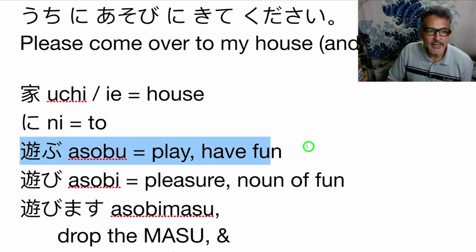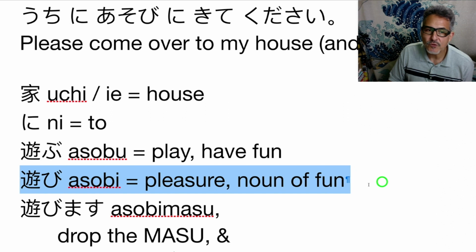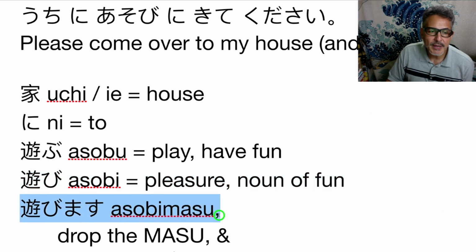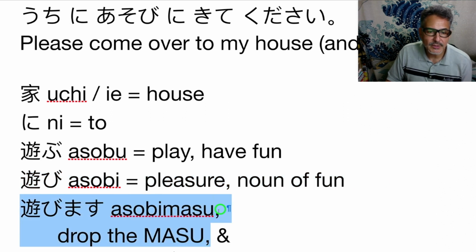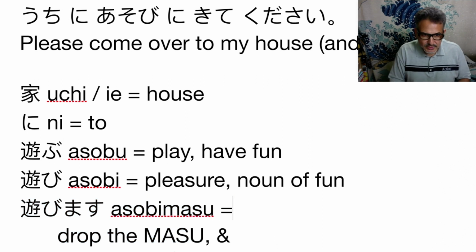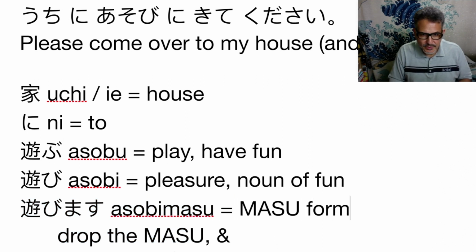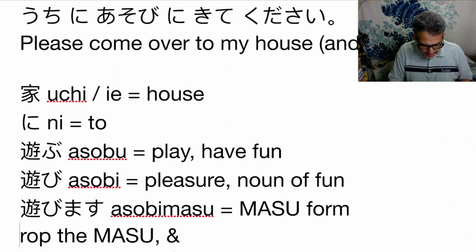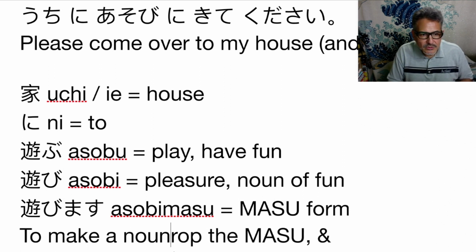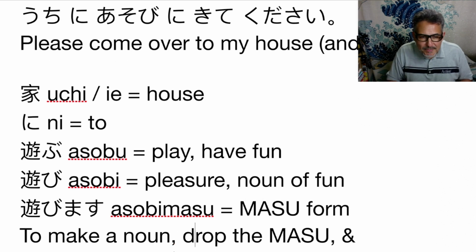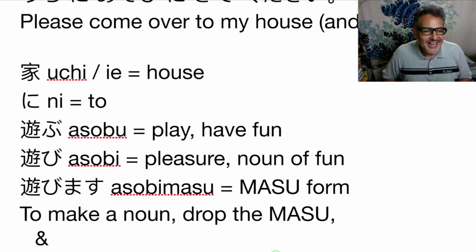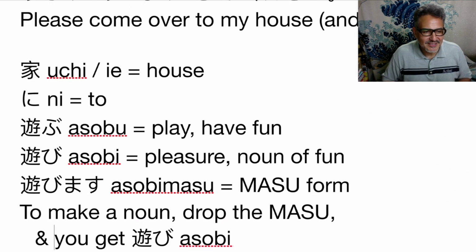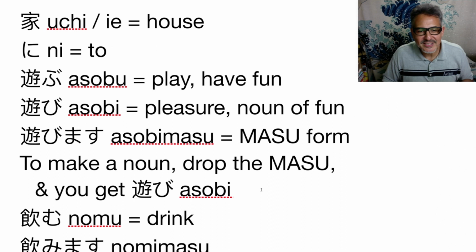The verb today is asobu, which is to play. Asobi is the noun form of asobu, and the way you form it is by making the masu form. Let's make this very clear. This is the masu form. Drop the masu, and you get asobi. See? You get asobi, and that's a noun.